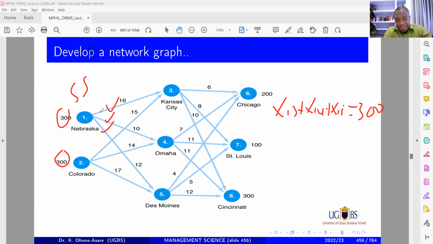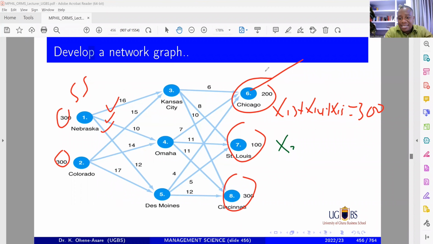Node 2 is similar. And I want to do nodes 6, 7, and 8. They will also be similar. Let's take node 6. Suppose I'm doing node 6. It will simply have to be x36 plus x46 plus x56 equal to 200. That's how it has to be.